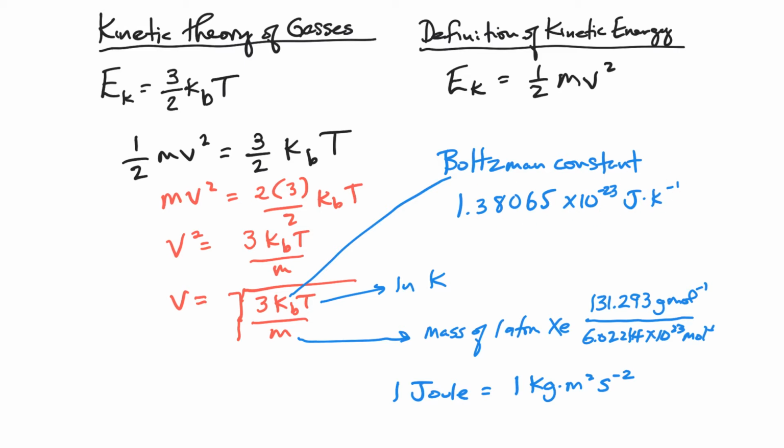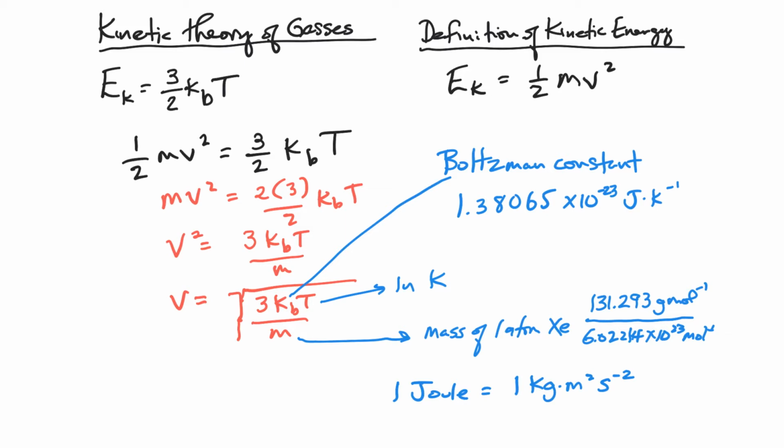Times the temperature, and the temperature is going to be in Kelvin. Anytime you use temperature in the gas laws, you're going to use it in Kelvin. Kelvin is 273.15 degrees higher than Celsius. So whatever the Celsius temperature is, add 273.15 and you'll have it.